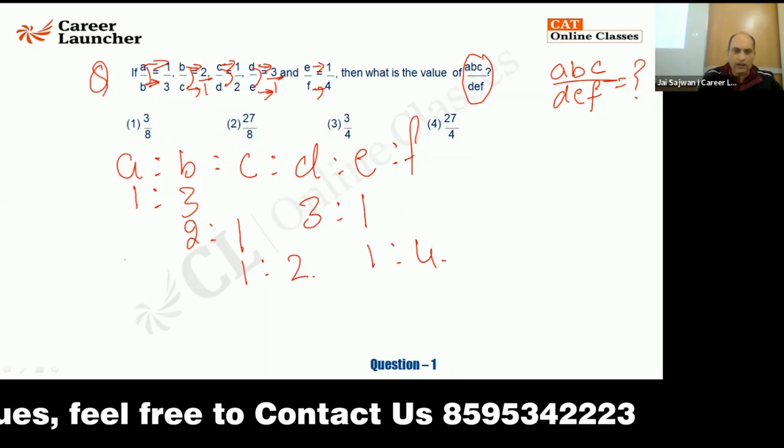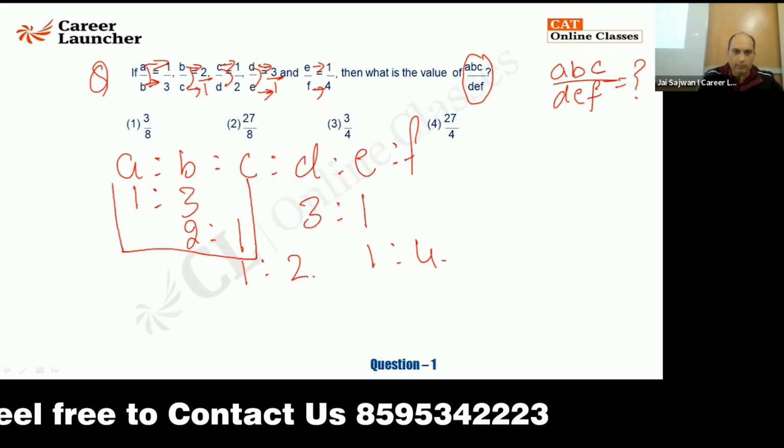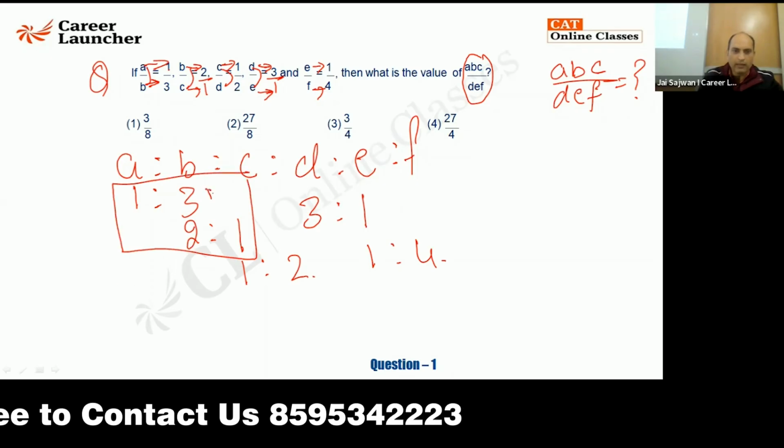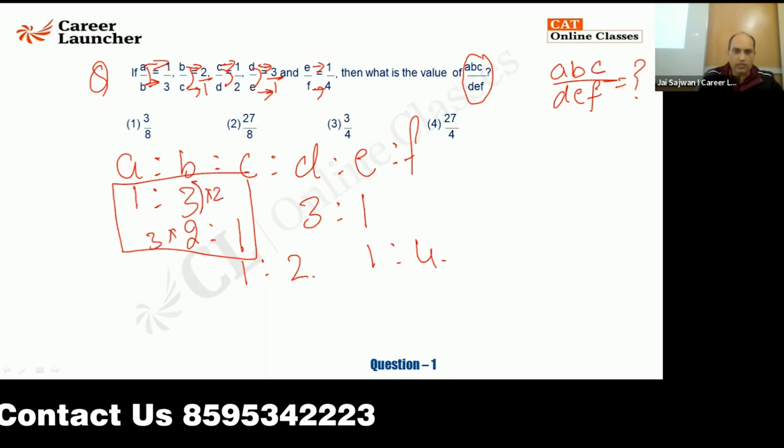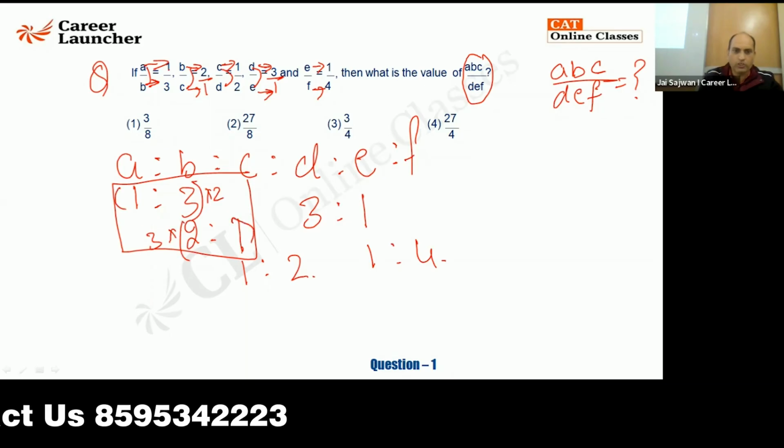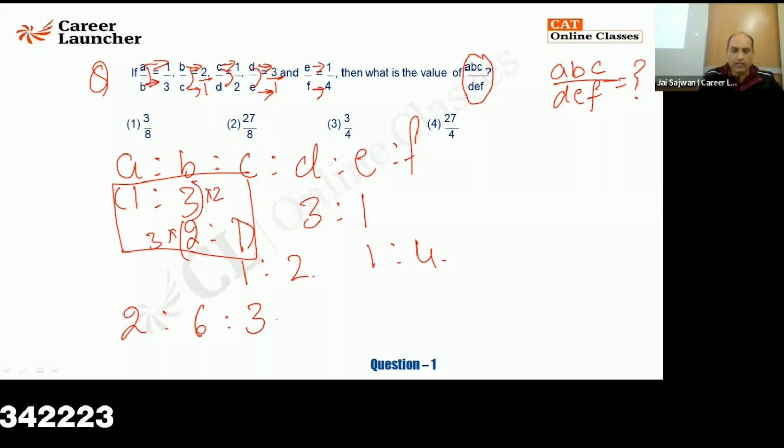So what I'll do is first combine them. I'm talking about combining this thing. I'll multiply this by 2 and this by 3. 2 does not mean only this; you will multiply this whole ratio by it. So I'll say it is 2 is to 6 is to 3 is what I'm going to get. I believe it is clear.